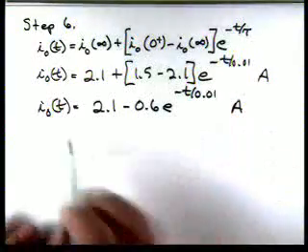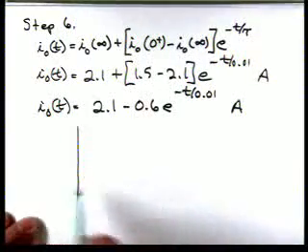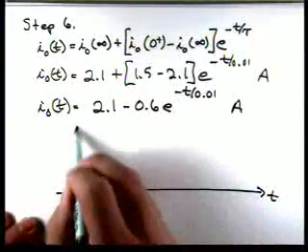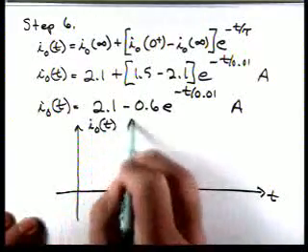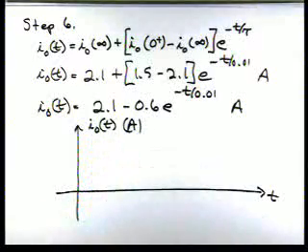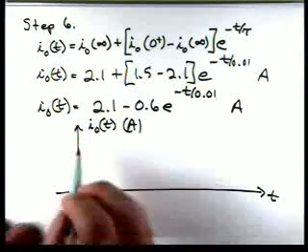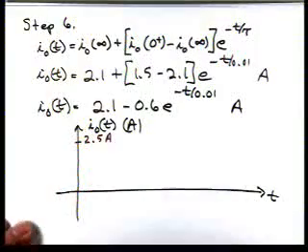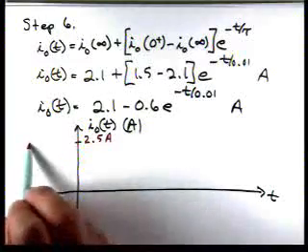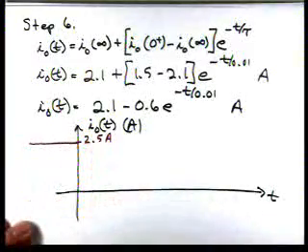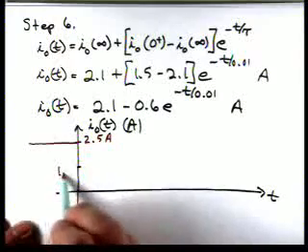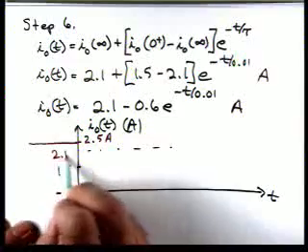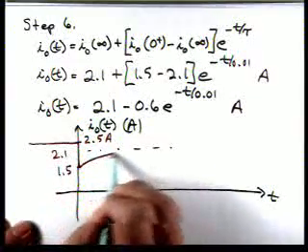And since we have the solution, let's plot it. We calculated that before the switch moved, in other words it opened, the current was at 2.5, then it jumps down to 1.5, and its final value is 2.1, so it does something like this.